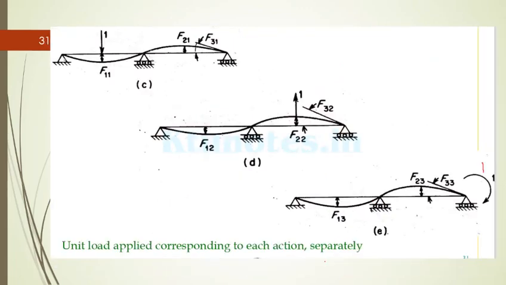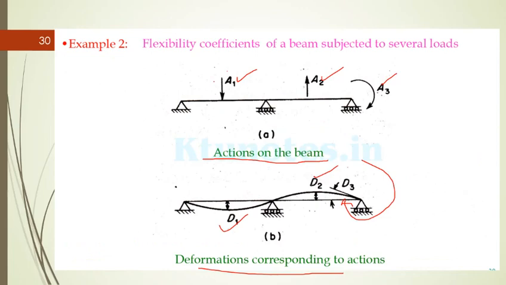Okay. Next one is to find the flexibility matrix. To find the flexibility matrix, as we discussed, you should apply the unit load at each point separately. So for the first case, the A1 should be replaced by 1, and then you should represent the displacements accordingly.